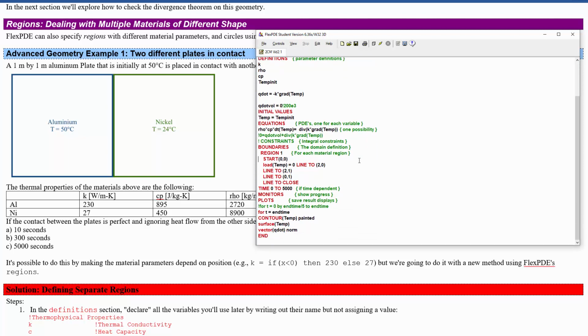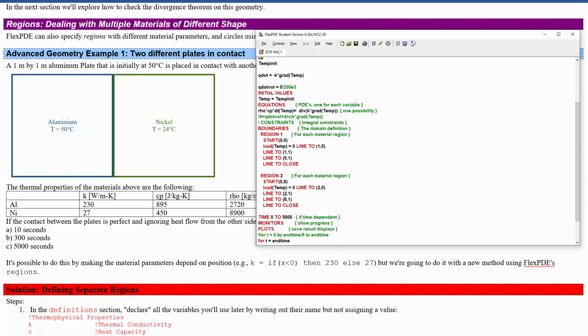Then down in the boundary section, we can define two different regions. So we'll make region 1 and region 2. This first region is going to be the aluminum. The second region is going to be the nickel. And what we'll do is we'll make the first region draw out a square that's the left-hand side of this square from 0, 0 to 1, 1. And then we'll make this one start at 1, 0, and then draw out the right-hand side of the square.